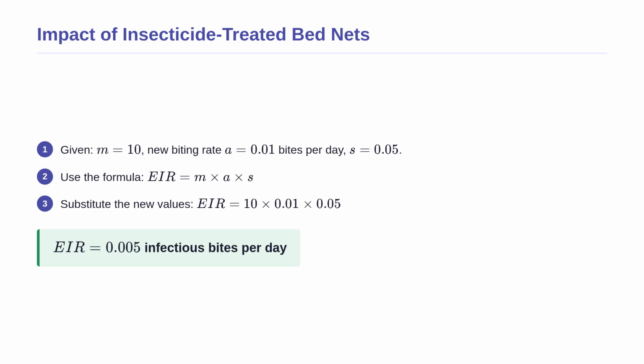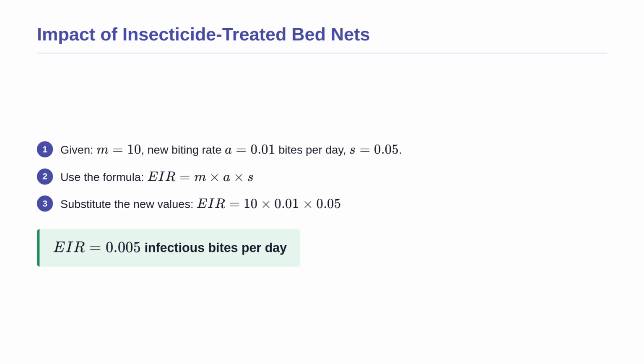To protect this village, a health organization distributes insecticide-treated bed nets. The mosquito density M remains 10, and the infection rate S remains 0.05. However, the physical barrier of the nets drops the human biting rate, A, drastically to 0.01 bites per day. We need to see if these nets are effective.